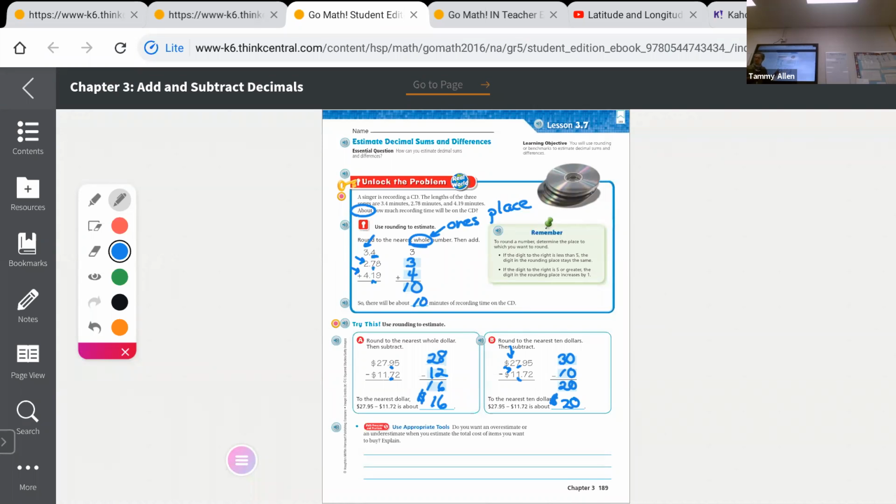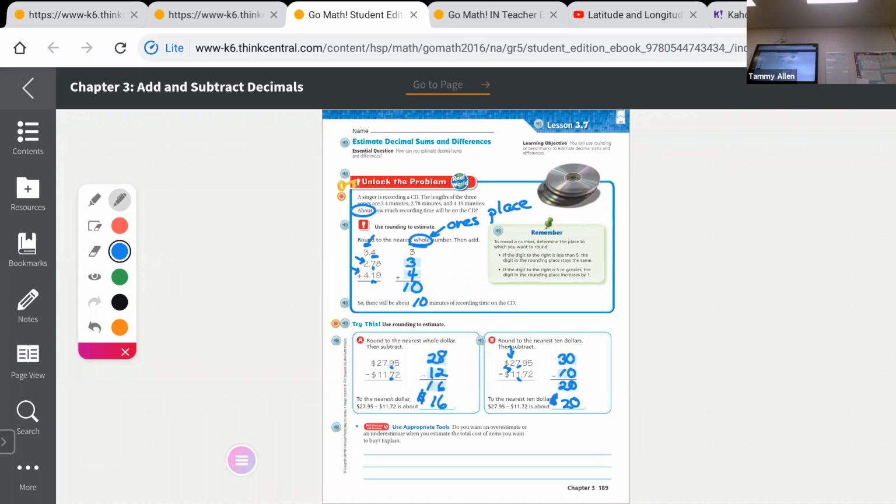Okay? So rounding to the nearest dollar is probably going to give me a better estimate than rounding to the nearest $10, okay? If I'm somewhere that a lot of things are in the $10 range or above, then maybe rounding to the nearest $10 is good enough, okay? So depending on your situation, you might determine what place value you're rounding to based on what it is you're purchasing or what the numbers are you're dealing with, okay?